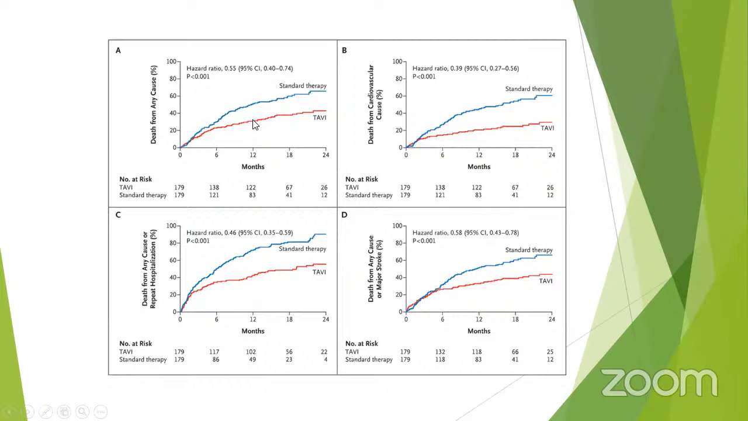50.7% versus 30.7% here. Death from cardiovascular causes was also more significant in the standard therapy group as compared to the TAVI group. Death from any cause or repeat hospitalization, again, was more significant in the standard therapy group as compared to TAVI. And the composite of death from any cause or major stroke, again, was more significant in the standard therapy group as compared to TAVI.